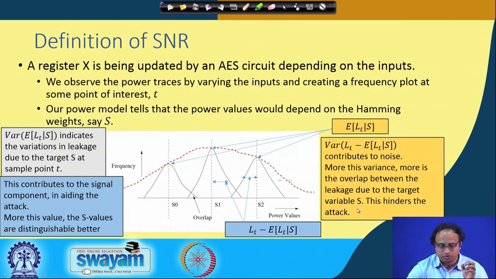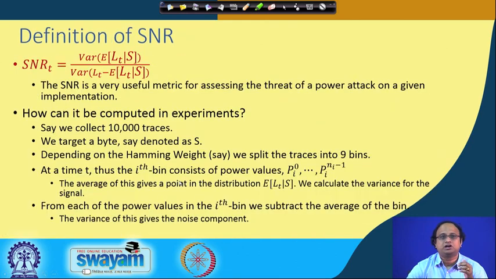So it is very intuitive that we can now define SNR as nothing but the ratio of the variance of E[LT given S] to the variance of LT minus E[LT given S]. The numerator measures the signal: the more it is, the more separable are the Hamming classes. And if the denominator is more, then there is an increased overlap, due to which there is more ambiguity, and that is exactly what noise does. So this is a measure of noise.